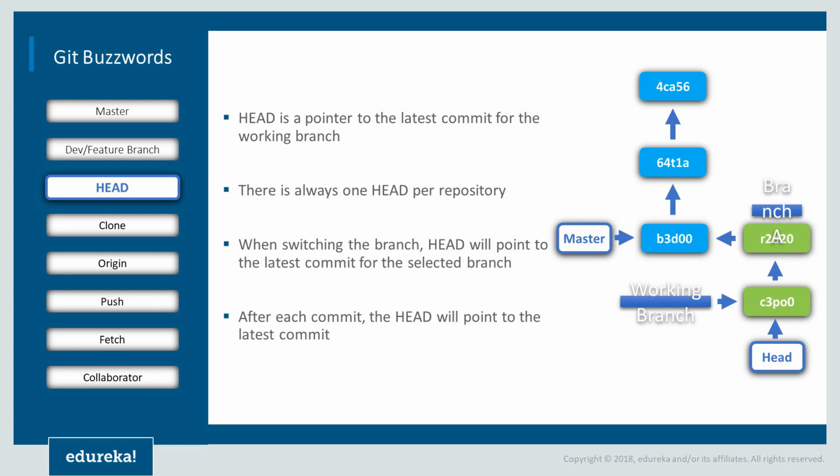And after each commit, if I make any new commit, then my HEAD will move accordingly. For example, here I have different commits, and I'm on branch A right now, and my HEAD is pointing to the latest commit, which is C3P0O0.